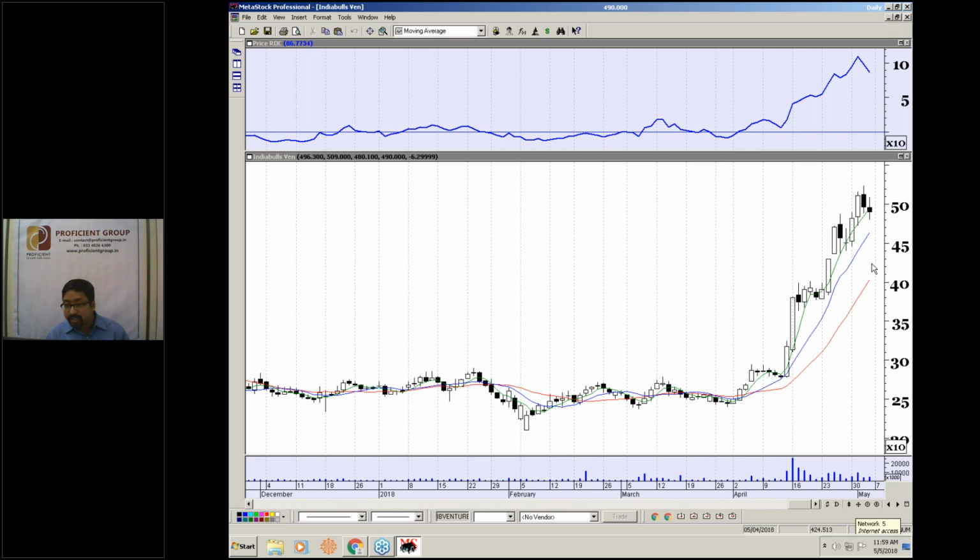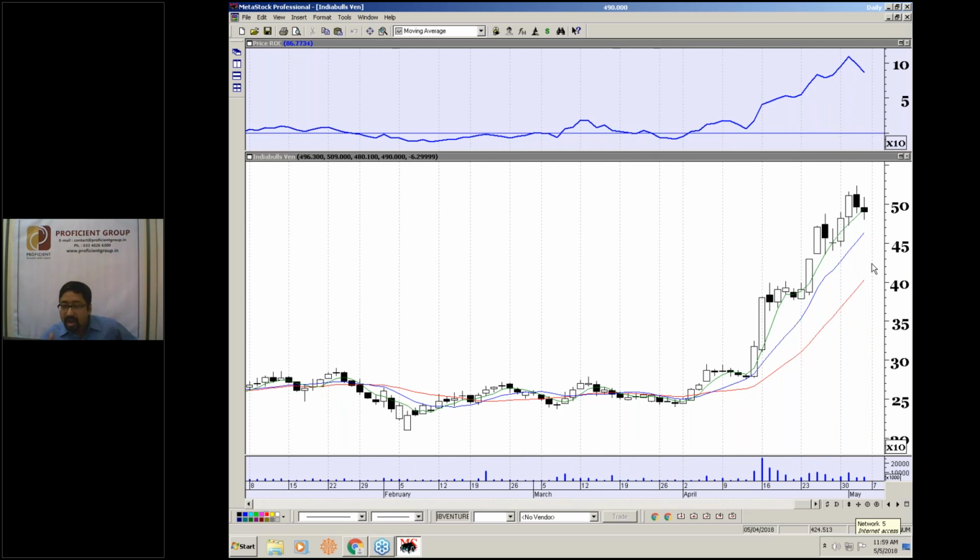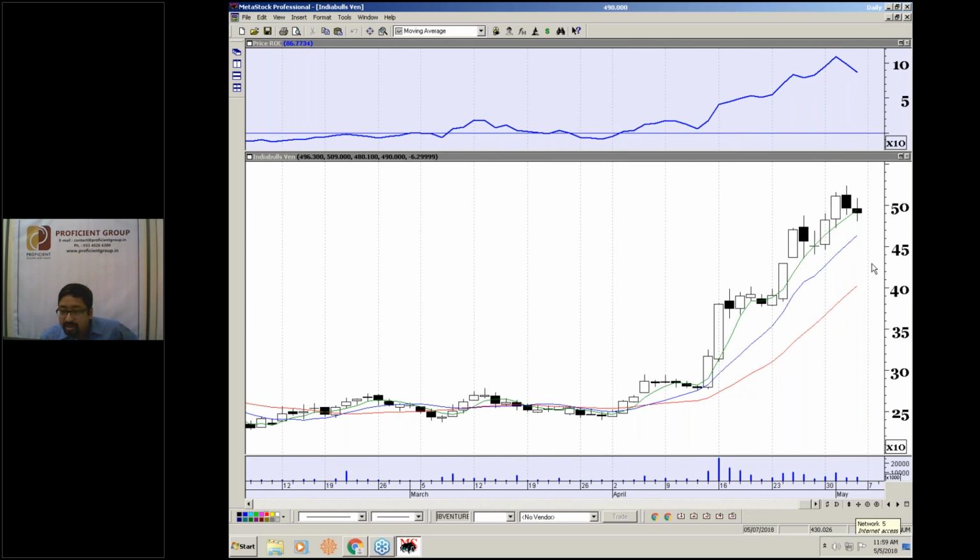So the final part of the jiggle is how to enter long in these stocks, how to initiate the trade, and what will be the stop loss. As far as we can see, we have to buy at the end of the pullback. So how do we define that the pullback has ended?